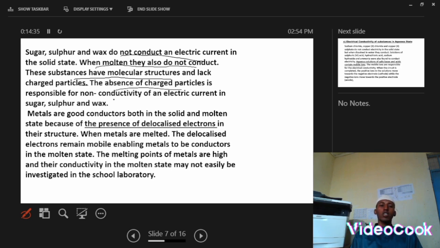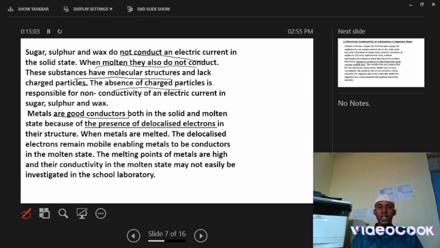Not only these three, we have many molecular substances. Those substances which have molecular structure are normally bad conductors of heat and electricity, or we can say they are non-conductors of heat and electricity. They don't have delocalized electrons. They don't have free ions. Due to the lack of charged particles, they are non-conductors of heat and electricity.